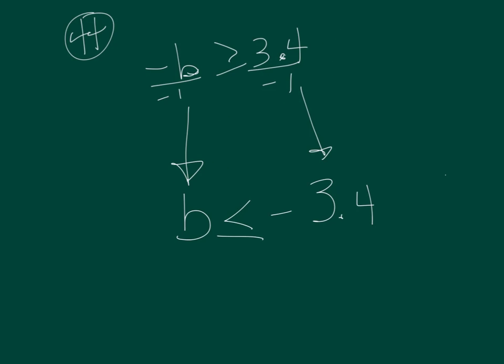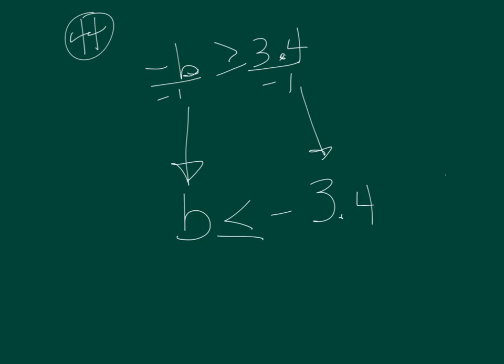All right, let's look at number 44. So what we have here is this original inequality. -b is greater than 3.4, and it says how do we make that equivalent to this inequality? B is less than or equal to -3.4. Well, the way we do that is we divide both sides of the inequality by -1.